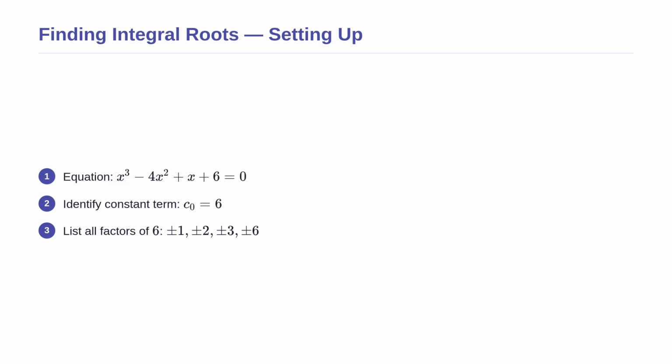Before we prove this theorem, let us solve a problem using it. We need to find all the integer roots of the polynomial equation x cubed minus 4x squared plus x plus 6 equals 0. Instead of guessing random numbers like 100 or -42, we use our theorem to create a short list of suspects. Our strategy is to first identify the constant term, which here is 6. Then we list all the integers, both positive and negative, that divide evenly into 6. These factors are plus or minus 1, 2, 3, and 6.